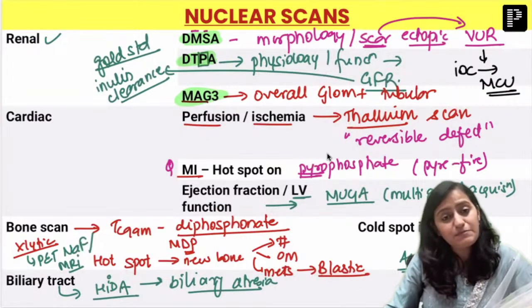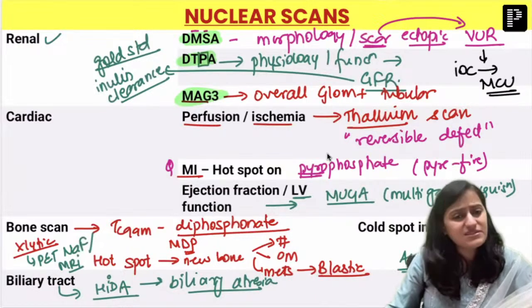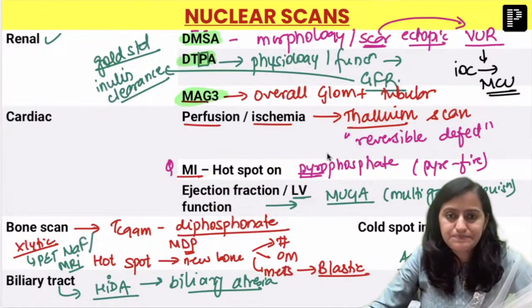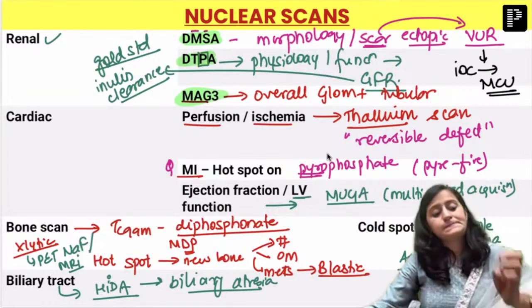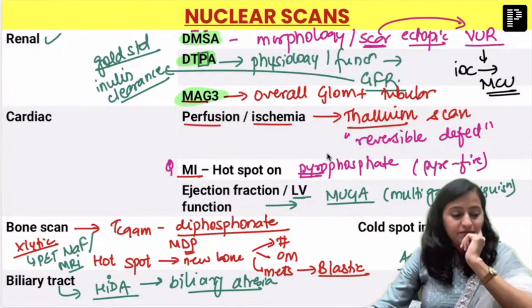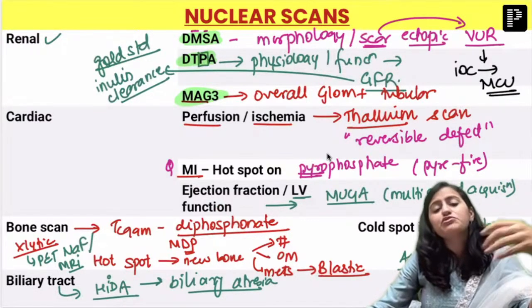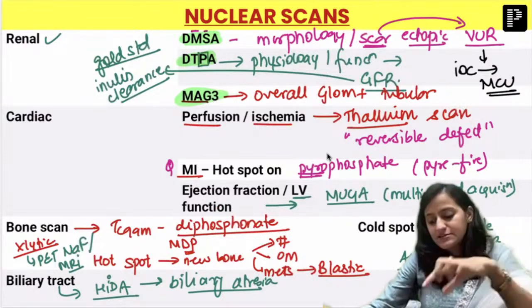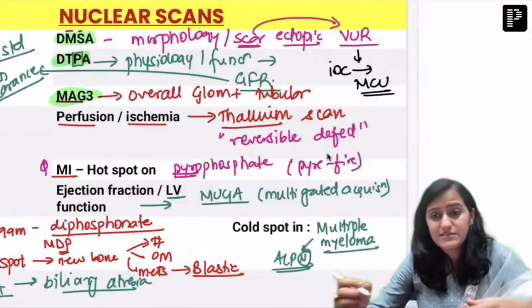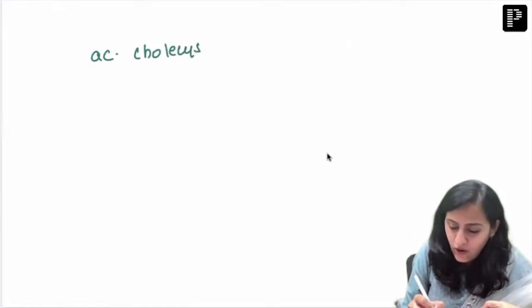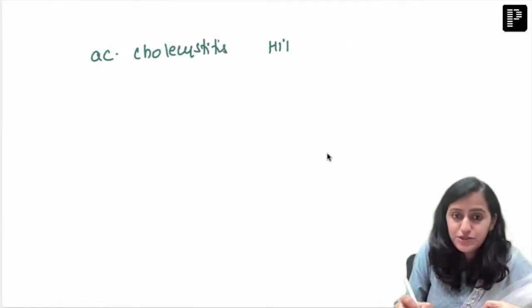But suppose you have a patient of cholecystitis, what is the first investigation you do? What is the investigation of choice? Do you do HIDA in all the patients of cholecystitis? What is the investigation of choice for cholecystitis? Very good. That is USG, right? But suppose you do HIDA in a patient of acute cholecystitis, what findings do you see on HIDA scan?